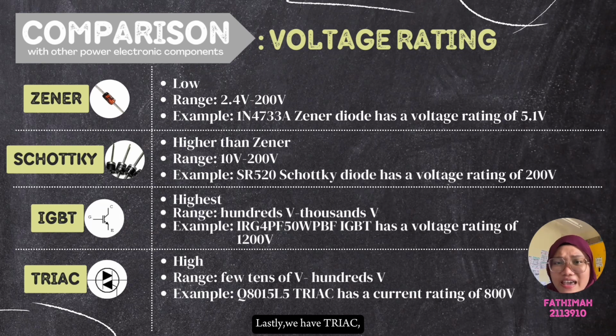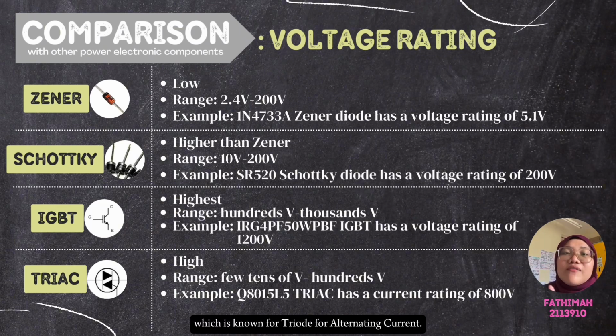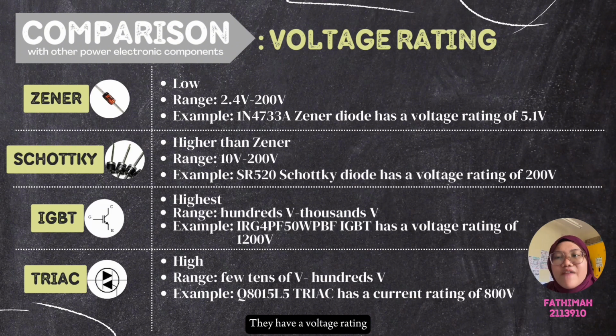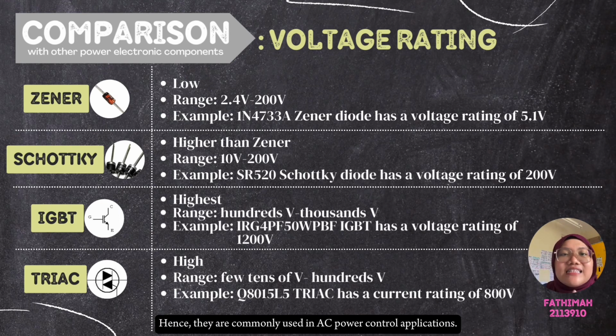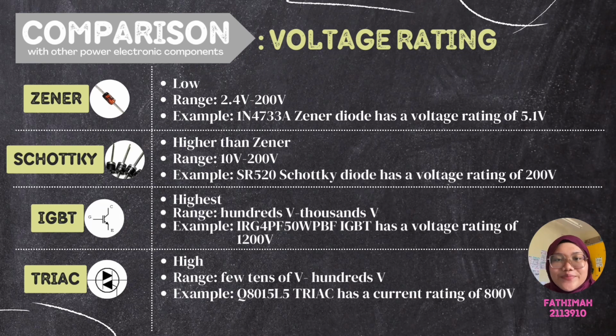Lastly, we have triacs, which stands for triode for alternating current. They have a voltage rating ranging from a few tens of volts to several hundred volts. Hence, they are commonly used in AC power control applications.